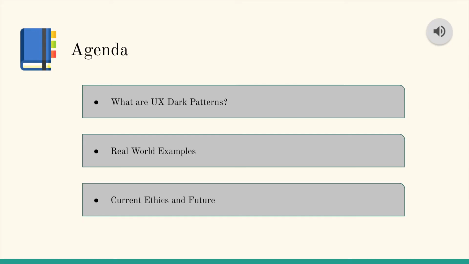By the end of this presentation, we are hoping you can accomplish a few different things: understand what UX dark patterns are, be able to think of some real-world examples, and understand the ethics and the future of the industry.